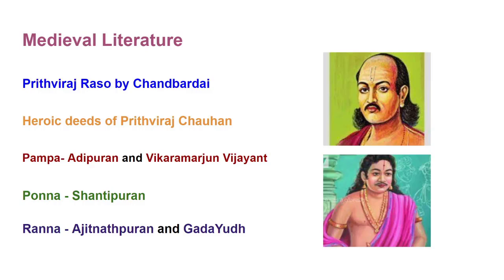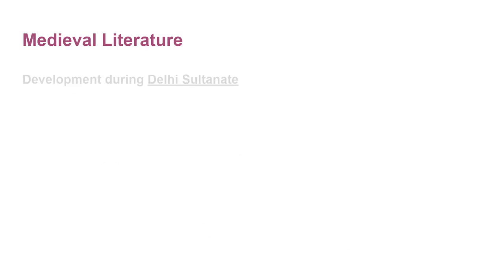Poet Kambal composed Ramayana in Tamil language. Apart from this, other famous literary works were written in Tamil language. So you can understand that during medieval literature, Tamil language flourished, as well as Hindi language was also developed. The development of Indian languages and composition got a promotion in Delhi Sultanate.